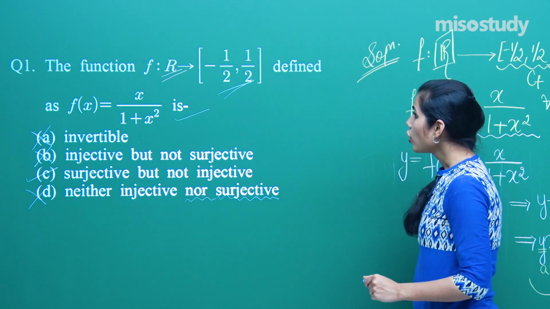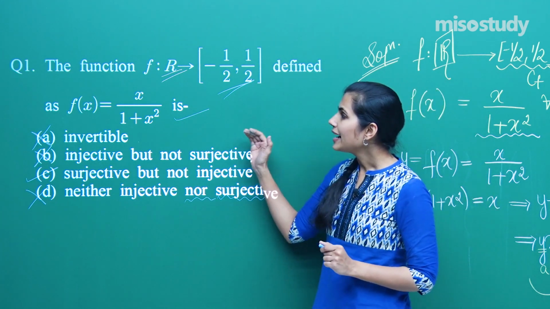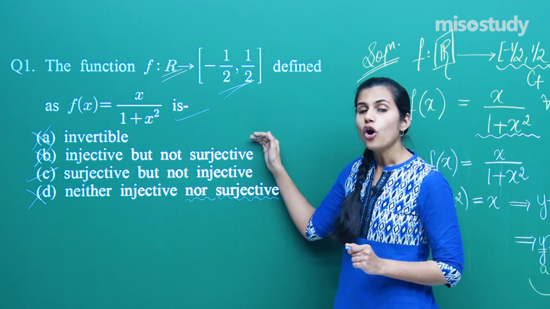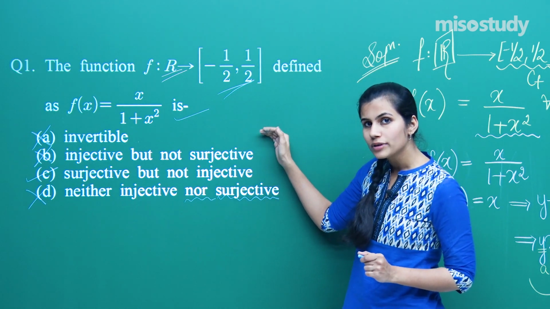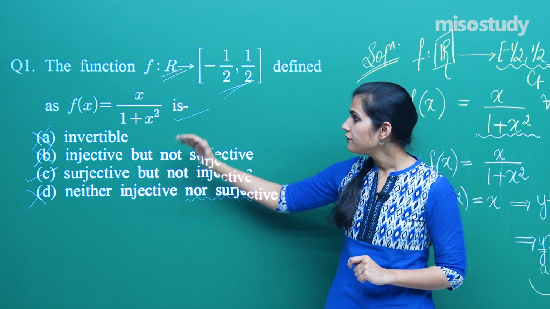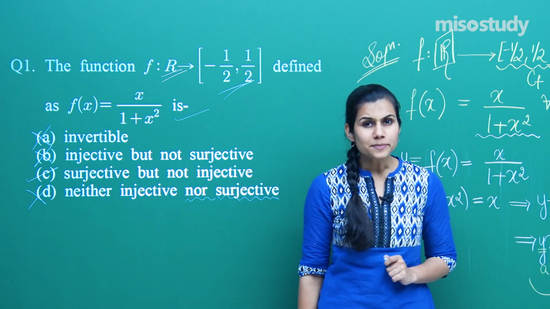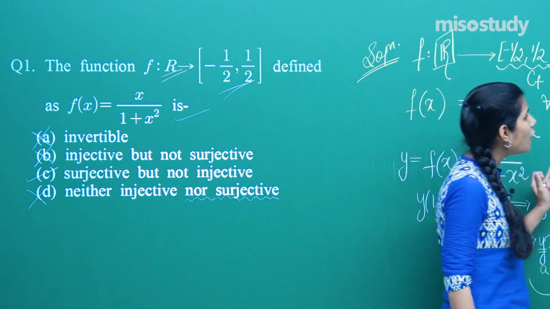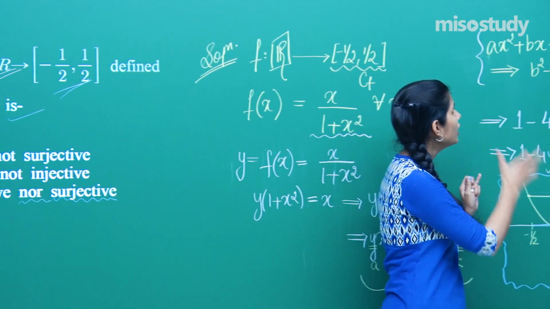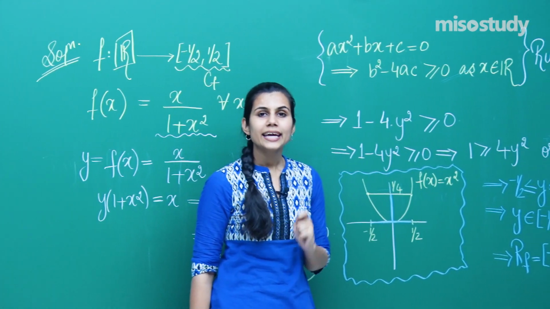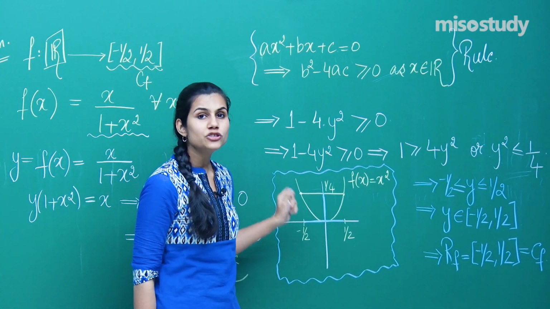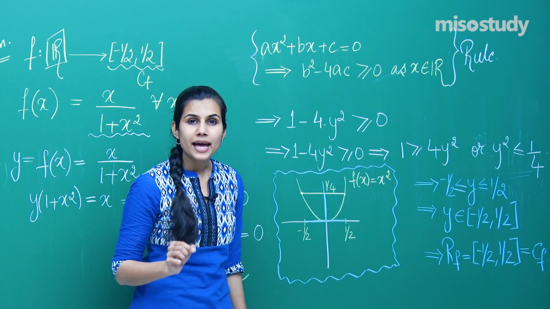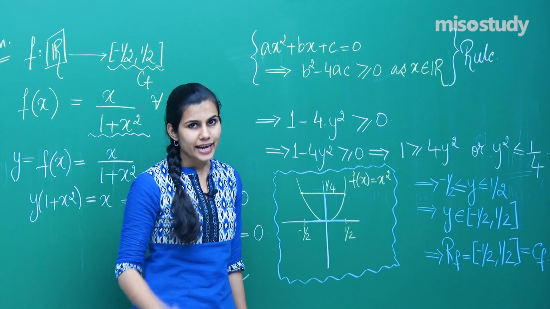That is the concept related to finding the invertibility or finding the 1-1ness and onto-ness of a function defined in this manner. Spend some time with it, understand how I have used the concept of quadratic equations in solving the range part of this function, and then we will proceed to the next question.